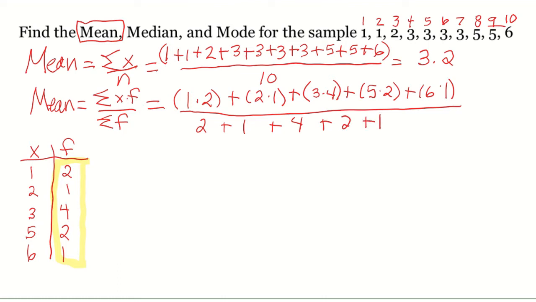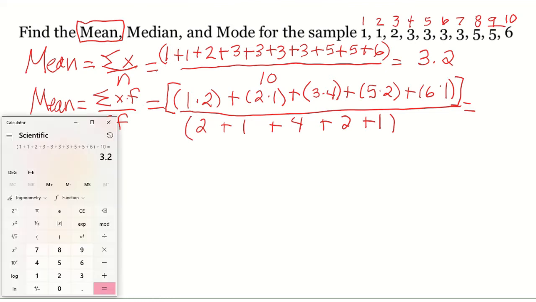Okay. Now we're going to input this into our calculator. Once again, when you're inputting it into your calculator, you want to put brackets around everything in the numerator and brackets around everything in the denominator. So let's go ahead and do that.